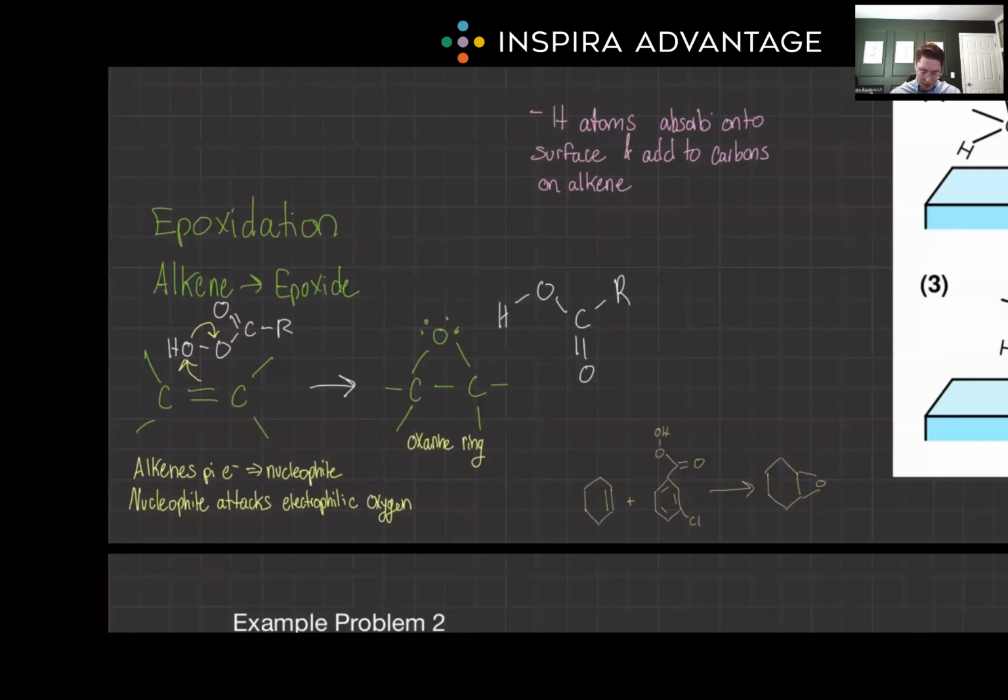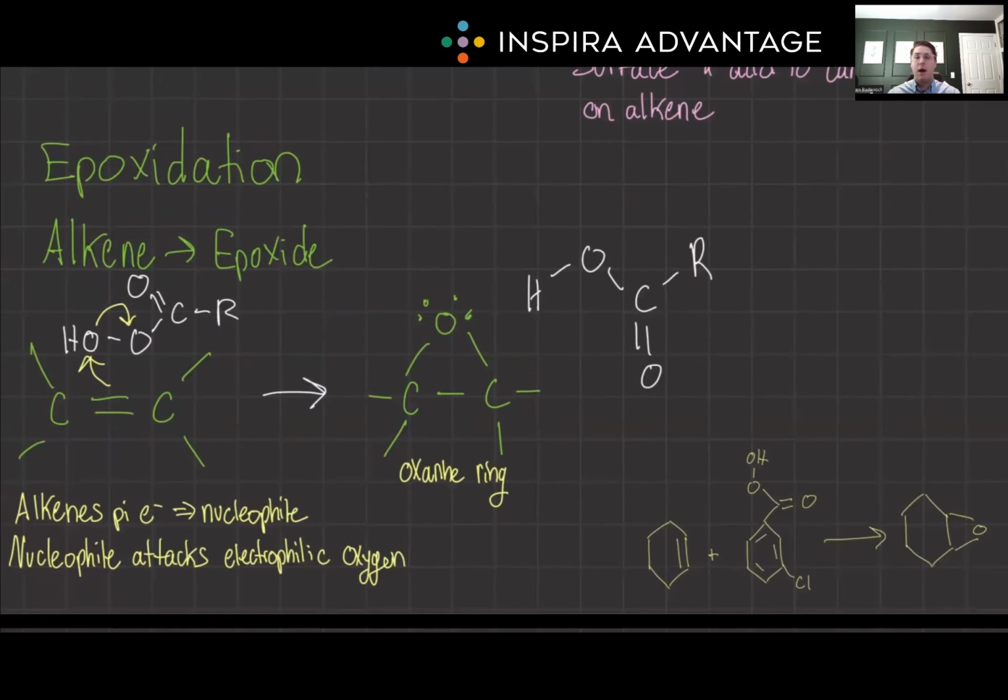Switching gears ever so slightly, let's take a look at epoxidation. And this kind of tells you what's going on. So an epoxide is this little guy. It's the triangle. We've got an oxygen and two carbons forming an epoxide. So this is the reaction that makes epoxides. This reaction specifically will transform an alkene into an epoxide, a three-membered oxygen-containing ring.